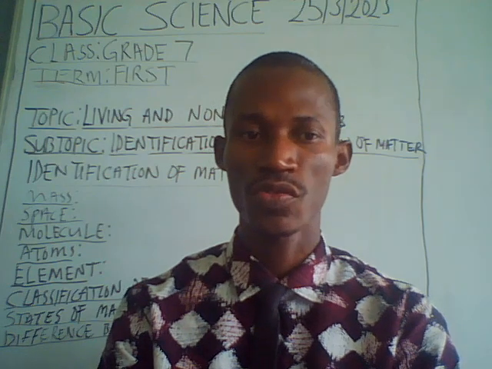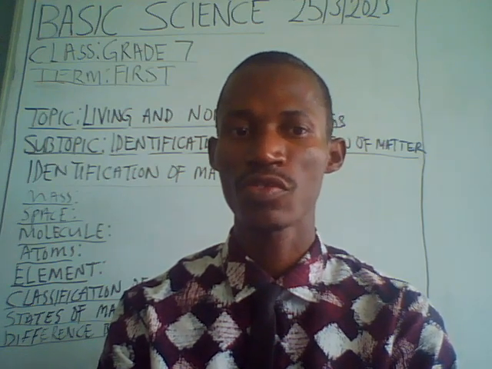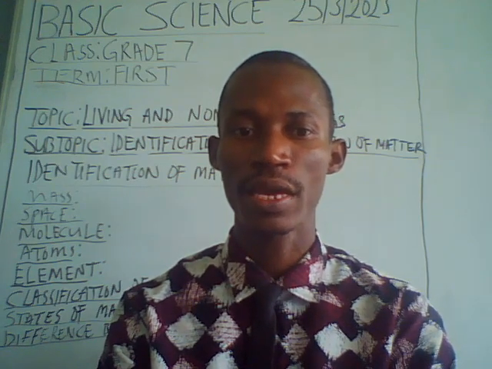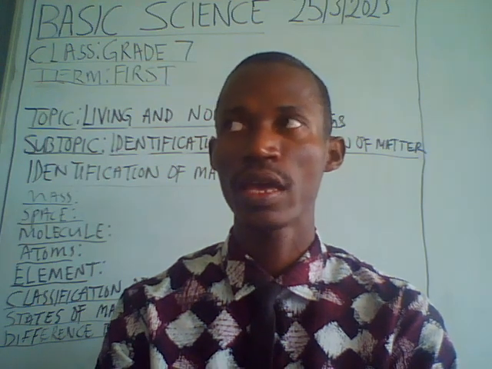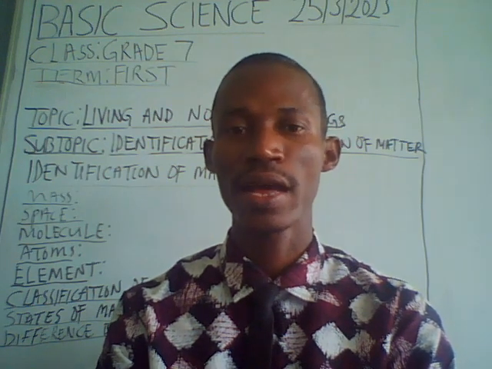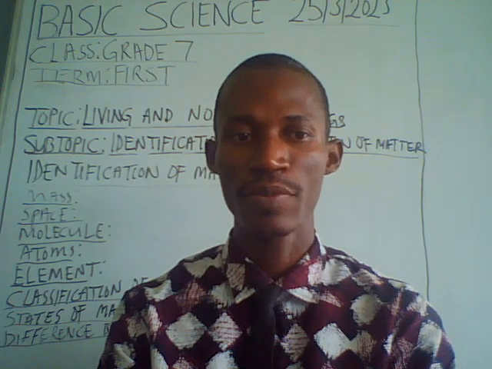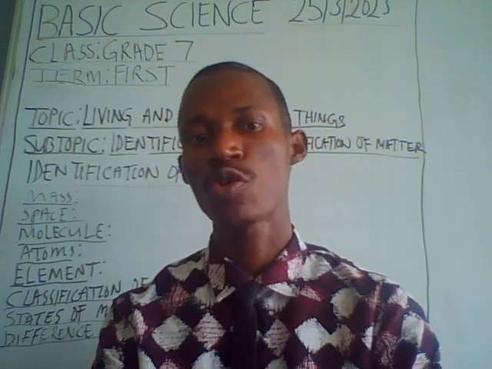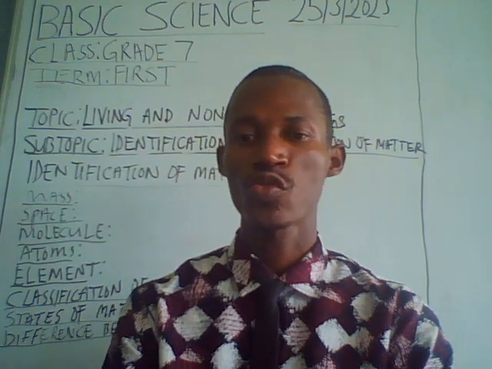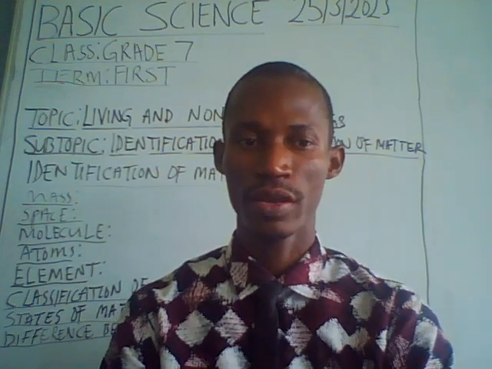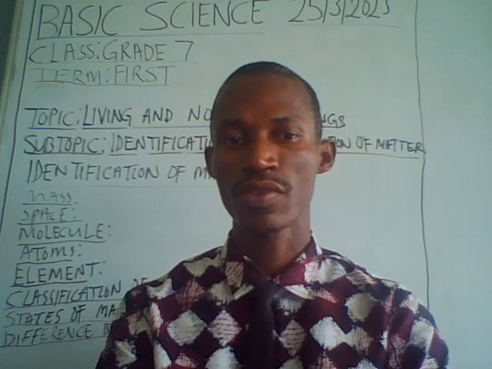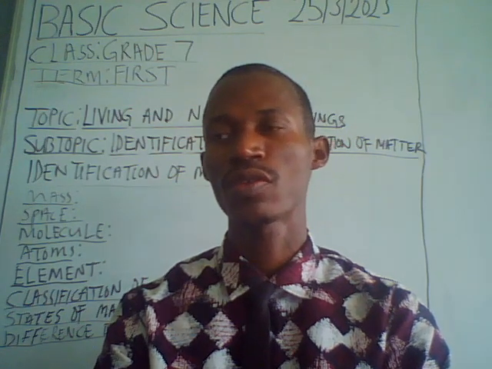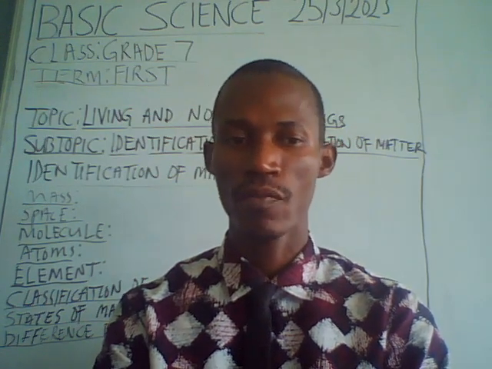The next one is a compound. A compound is a substance which contains two or more elements chemically combined together. Examples include water, sand, limestone, common salt, sugar, ethanol, washing soda, hard soap, and caustic soda. So we have seen compounds today. A compound is a substance which contains two or more elements chemically combined together.